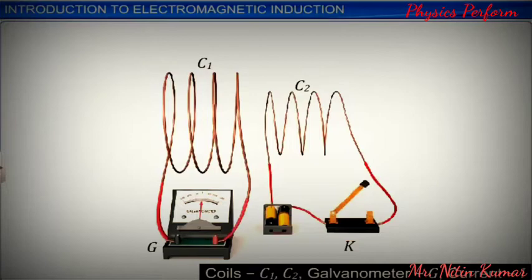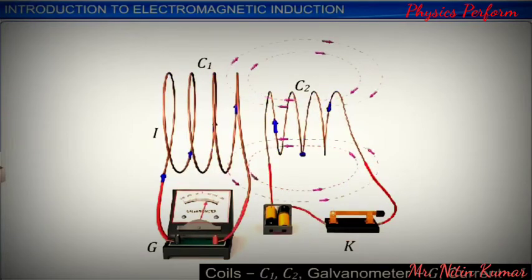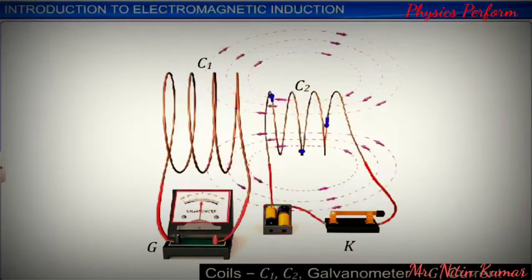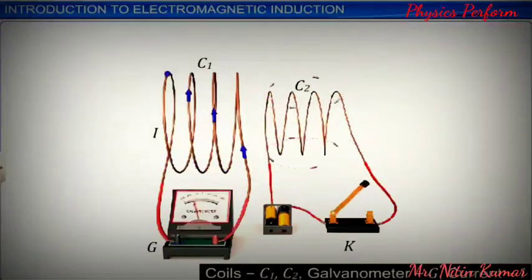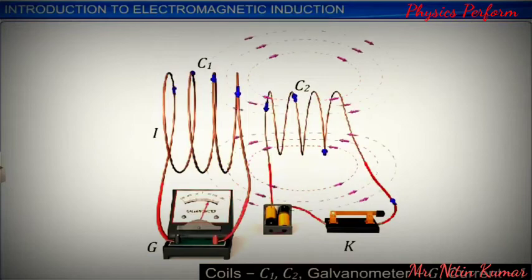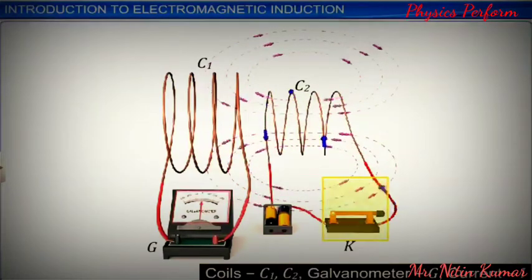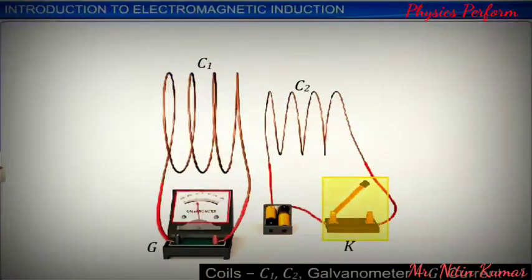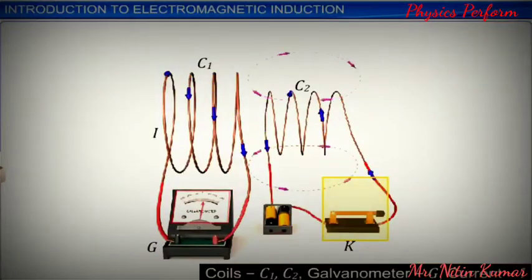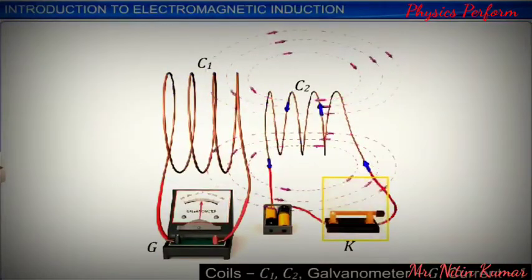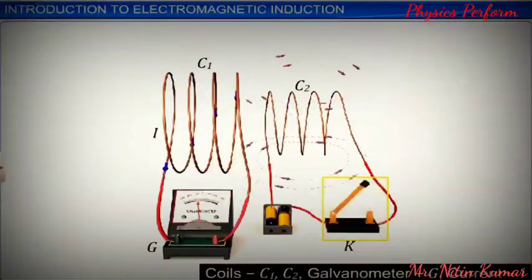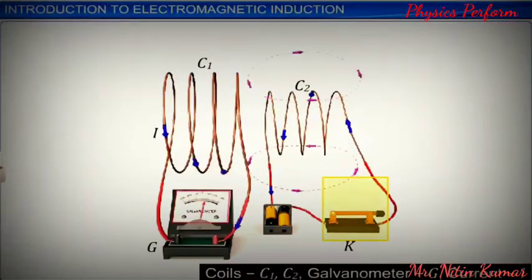Here, we can observe the deflection of the galvanometer needle even when the two coils are stationary. This deflection is observed only at those instances when the tap key is either switched on or off. This happens because of the change in magnetic field during switching on and off.